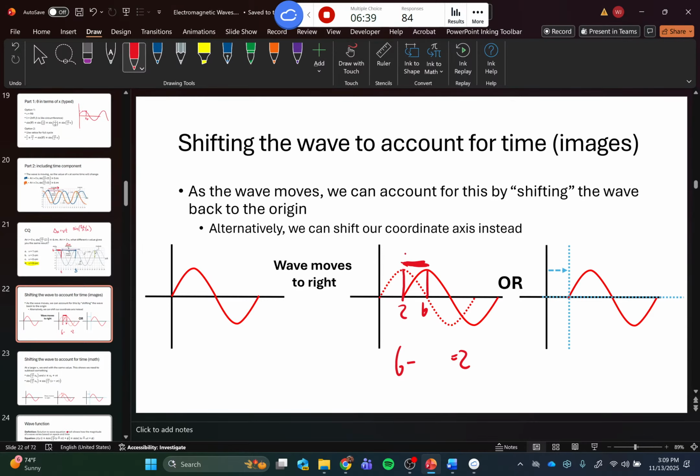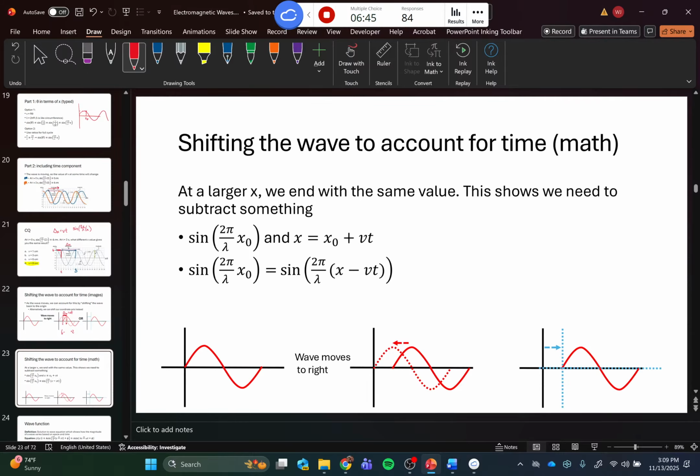So that's shown here. So there's my original, sine of 2 pi over lambda x naught, and x equals x naught plus vt. If these two things are equal to each other, then to make that x naught back into that x, I have to subtract. So that's that. It's a kind of a funky thing to try to explain. But the vt is just because that's the distance my wave traveled. The reason we're subtracting is we're shifting the wave back to the left. That's the two main pieces you all need to know.